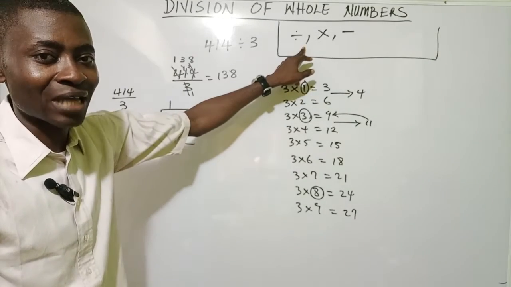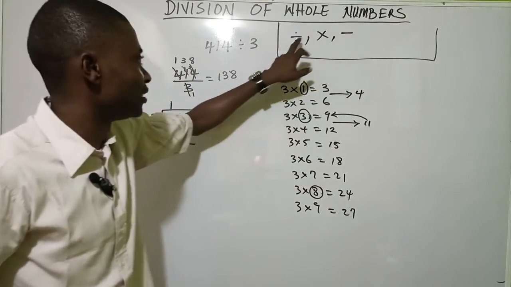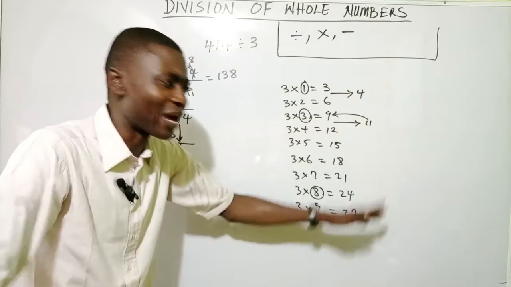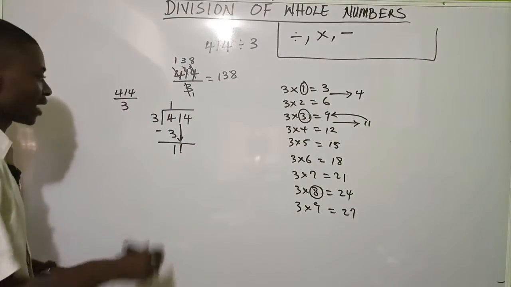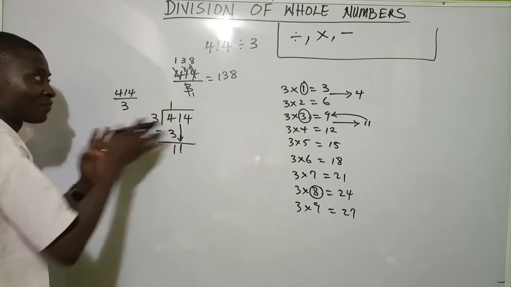Again, we are going to follow this process. So what is the process under long division? Divide, multiply, subtract. Divide, multiply, subtract. Whatever number is given to you, just follow this process. You will get the answer. So what do we do now? We are going to repeat the process again. Now we've completed the first process.